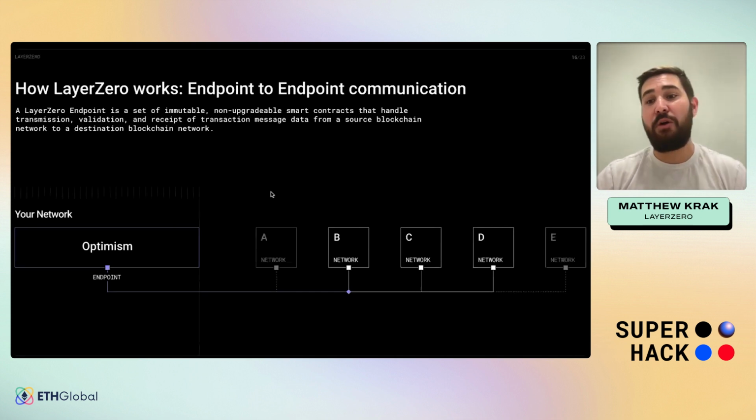The first thing I want to outline is how LayerZero actually works from a technical level. So we use smart contracts that we have named endpoints as a way of transmitting this information from A to B. All a LayerZero endpoint is is a set of immutable, non-upgradable, and that's the keyword, smart contracts that handle transmission, validation, and receipt of transaction message data from a source blockchain network to a destination blockchain network. In this case, as I've outlined, you could potentially send from an endpoint on Optimism, and it would be connected to any of our other endpoint contracts across all other networks that we support. For more information on this, we'll definitely jump in and make sure that you guys understand it. But from a high level, this is the basis for LayerZero's protocol, this endpoint-to-endpoint communication.